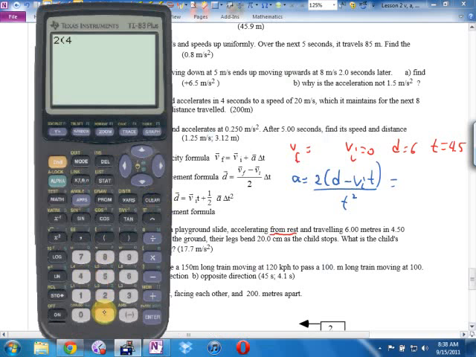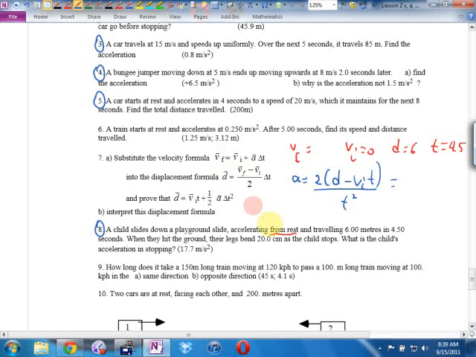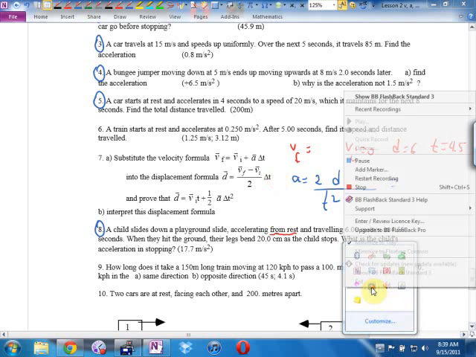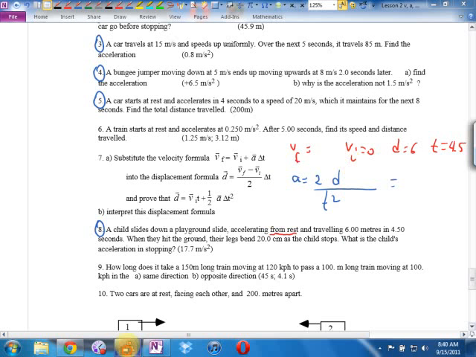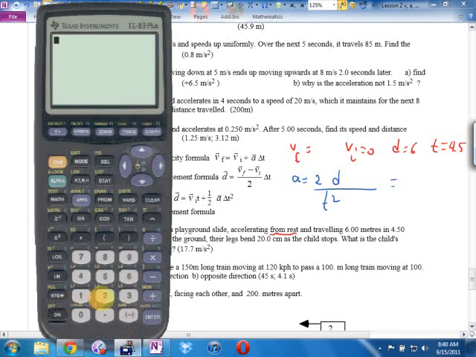D is 6. Oh, this is actually even easier than that because, Mr. Dueck, this we have done before. VI is 0, so this is all going to vanish. VIT is going to go away. This is just going to be simply 2 times D divided by T squared. I can do lots with this. So the acceleration that I get here is 2 times 6 divided by 4.5 squared. I'm going to go 0.5926 because this is not my final answer. I'll carry a few extra sig figs.